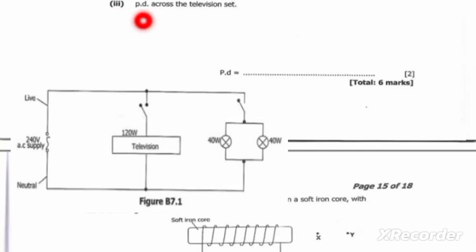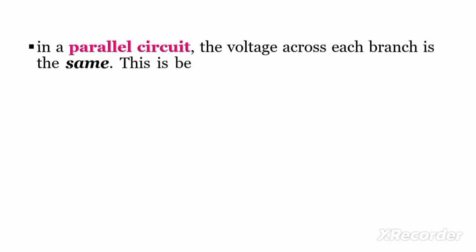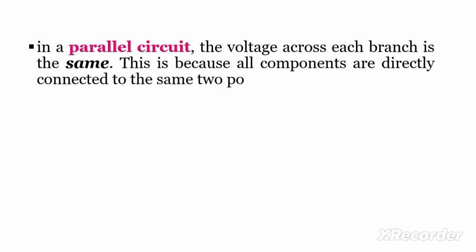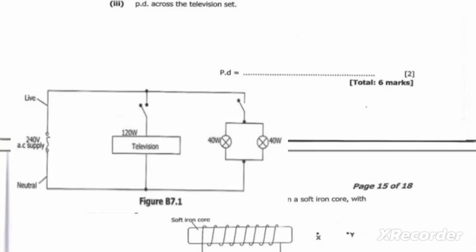Calculate the potential difference across the television set. We need to remember something here. In a parallel circuit, the voltage across each branch is the same. This is because all components are directly connected to the same 2 points of the power source. So the same voltage which is here, which is 240, is the same, since these are connected in parallel.